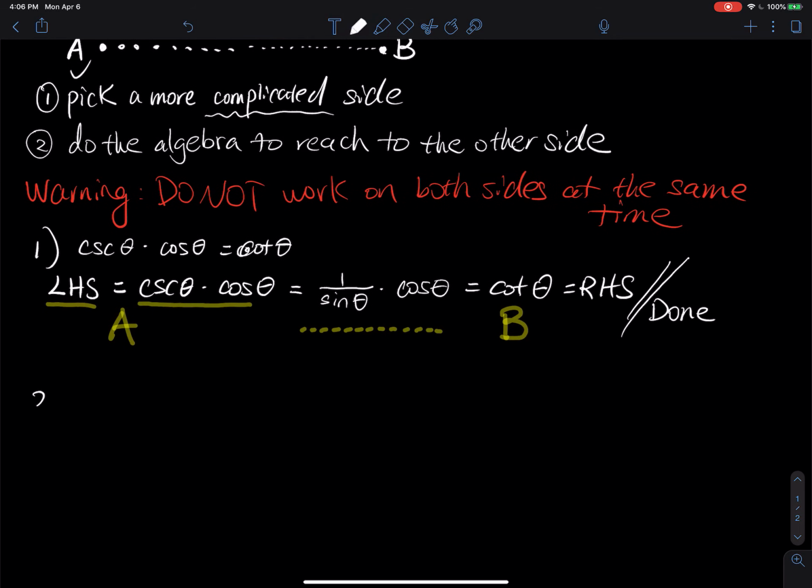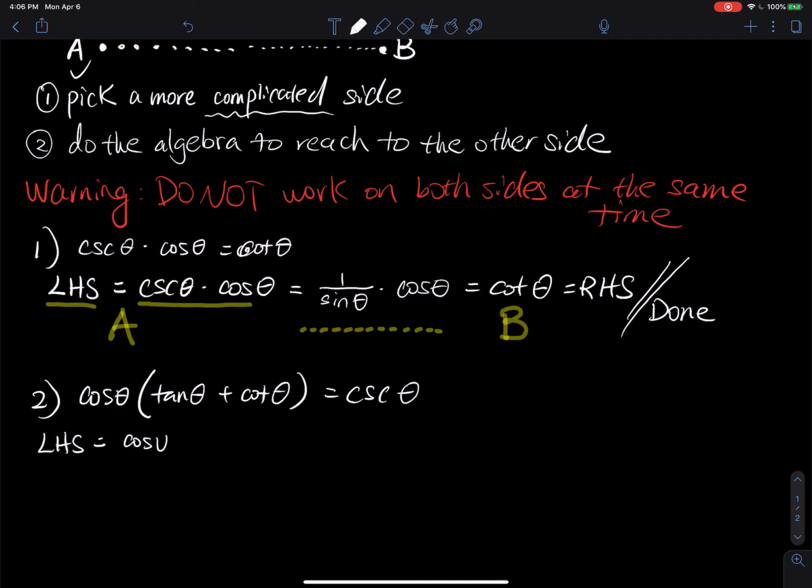So number 2, we have cosine theta times tangent theta plus cotangent theta, that equals cosecant theta. Which side is more complicated? The left-hand side. So we have cosine theta times tangent theta plus cotangent theta. That is my side. And then should I distribute the cosine?